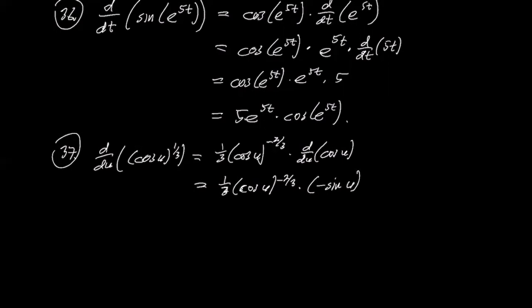And so you could rewrite this all as, if you want, minus sine u on top, 3 times the negative 2/3 power, the negative put it on the bottom of the fraction. The 2/3, it's the cube root of cosine u squared, which we write cosine squared u. You don't have to write it this way, but you could write it that way if you want it to be a little more concrete.